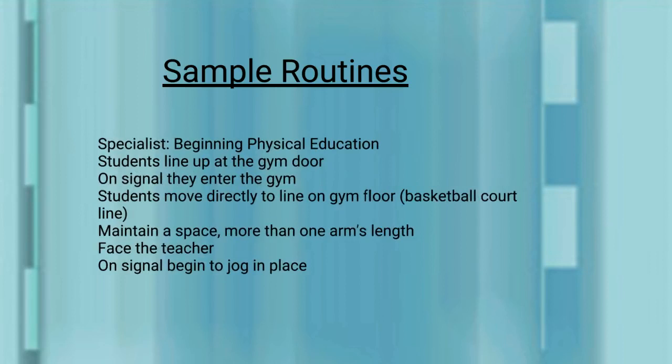Sample routines. Specialists. Beginning physical education. Students line up at the gym door. On signal, they enter the gym. Students move directly to line on the gym floor. Maintain a space more than 1 arm's length. Face the teacher. On signal, begin to jog in place.